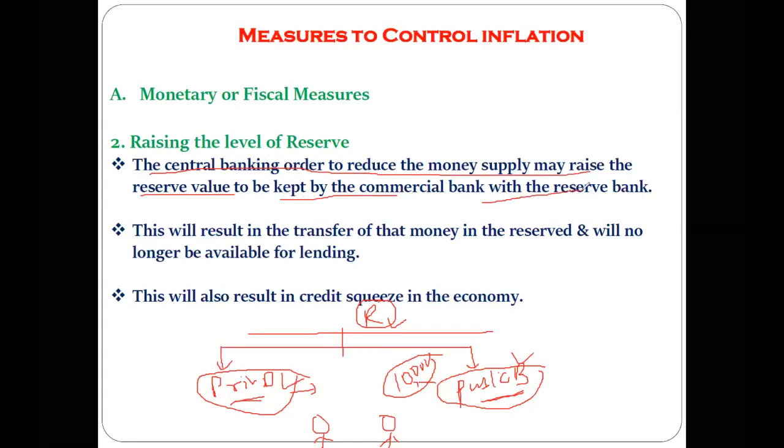with the Reserve Bank. मग जर ह्या बँकांनी रिझर्व्ह व्हॅल्यू रिझर्व्ह बँकेकडे जास्त ठेवली, तर ह्या बँका आपल्याला जास्त लोन देऊ शकतील का? नाही. No. And that is another fiscal measure, raising the level of reserve. So if the level of reserve gets increased, this will result in the transfer of that money to the reserve and it will no longer be available for lending.